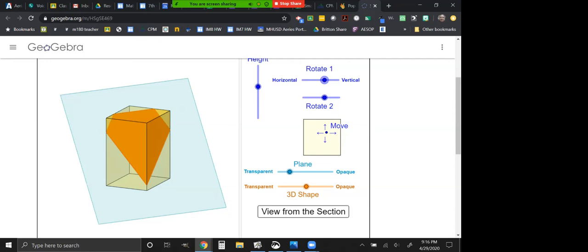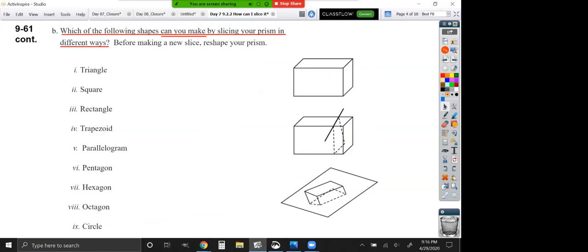The most that one plane could ever touch a 6-sided object would be 6 different sides. So I think the hexagon could be about as big as I could get. So now let's go back to our question here, and we'll see which ones we think we can actually get. So triangle, can we get a triangle? Well, I think the answer to that one was obvious. Yes, we could get a triangle.